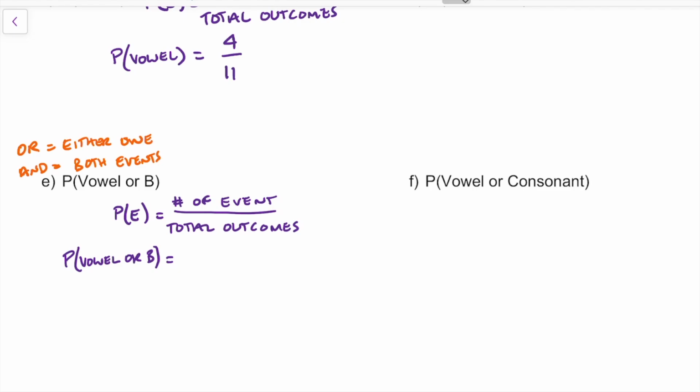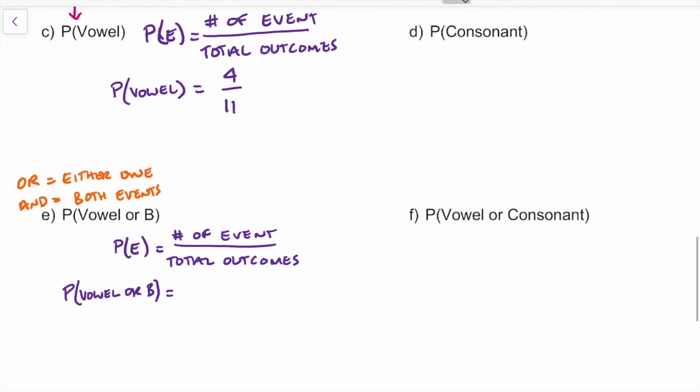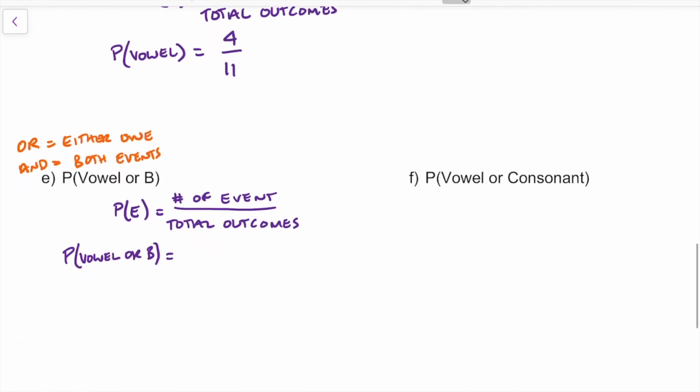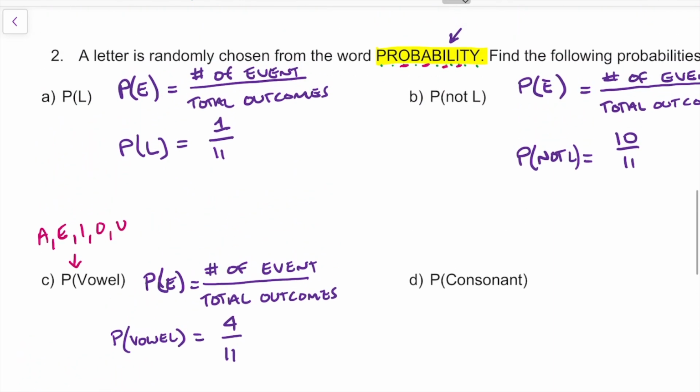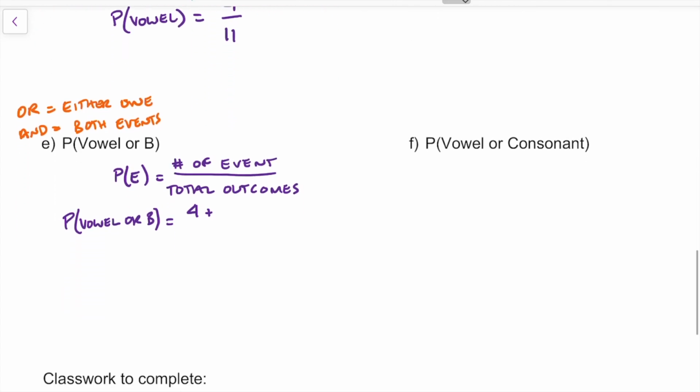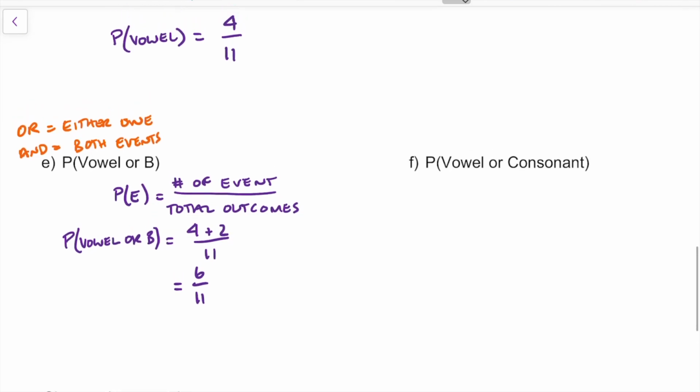So or B, so we know there are 4 vowels. So we can actually pop that in. So we can go 4 plus. Let's count up the B's. Well, there's 1, 2 B's. So we can go 2 over 11, which is 6 over 11. So there you have it. That's how we're doing some very simple probability.